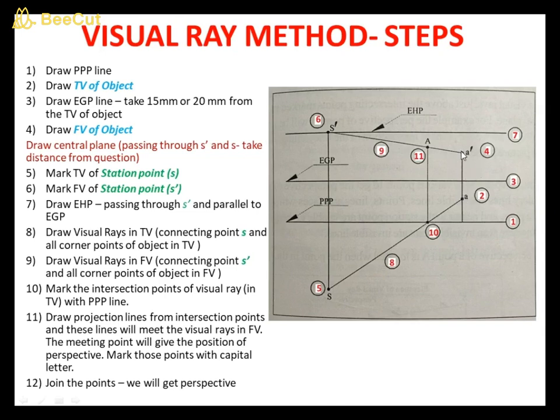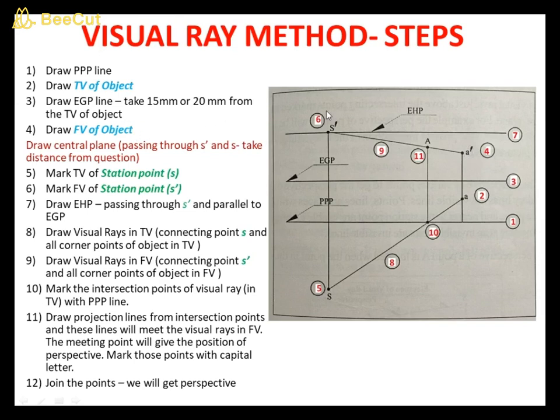Otherwise you draw the front view of the object. Sometimes it is a triangle, sometimes it is some other shape, like a square or something like that. So whatever the shape, draw the front view of the object. That is the fourth step. So you got the PPP, plan of picture plane, the top view of the object, the EGP line as the third step, and the fourth step, the front view of the object. So we finished the object part.